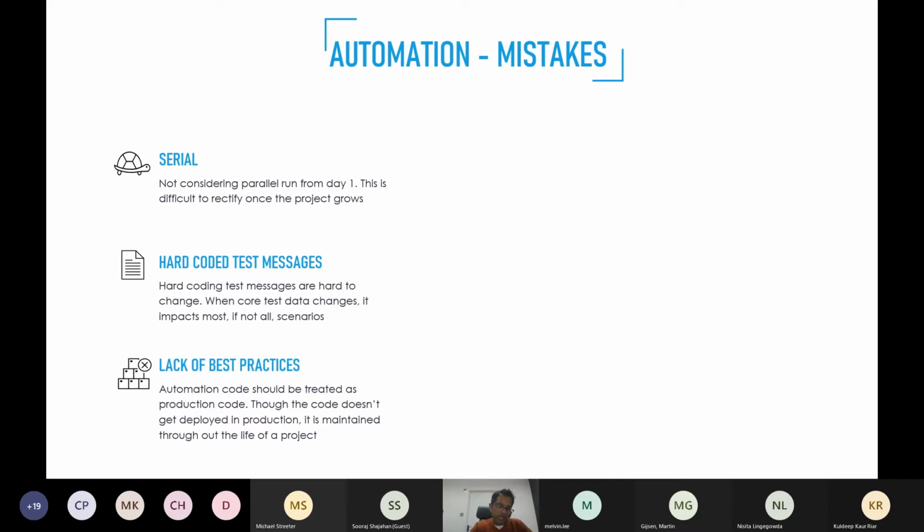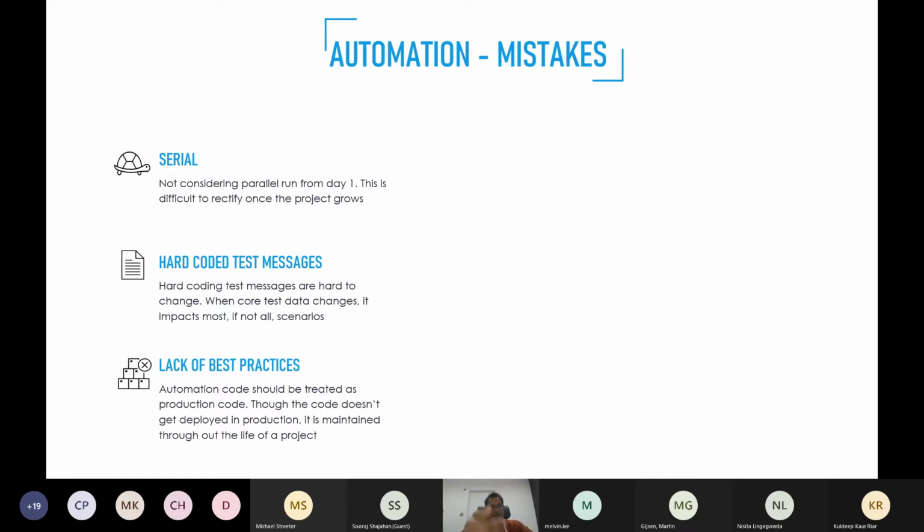When it comes to automation, again, when writing code, there is a lack of best practices. I've seen a lot of people saying automation scripts are never going to be part of production. Yes, very true. It's never going to be deployed in a production environment. But the code is going to live as long as your project lives. So you need to treat your automation code as production code. So you need to have the right standard.